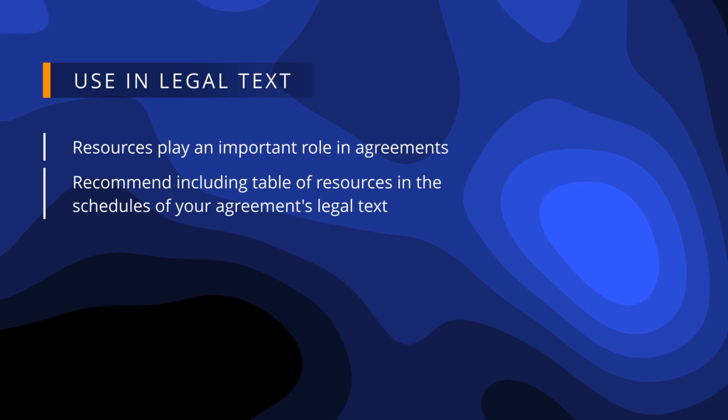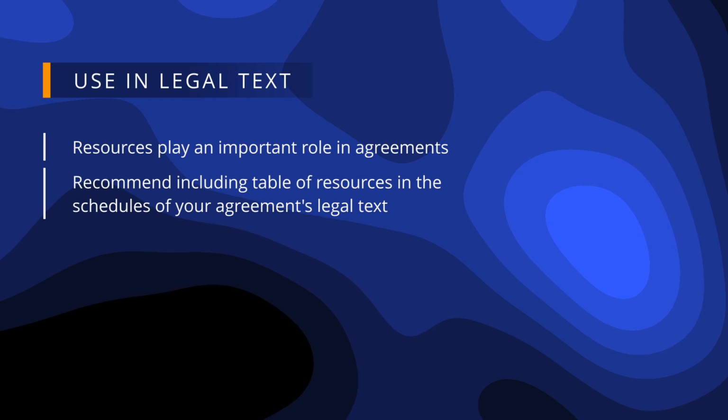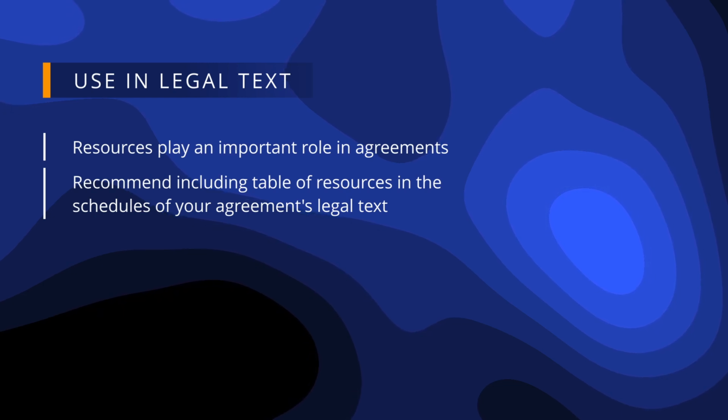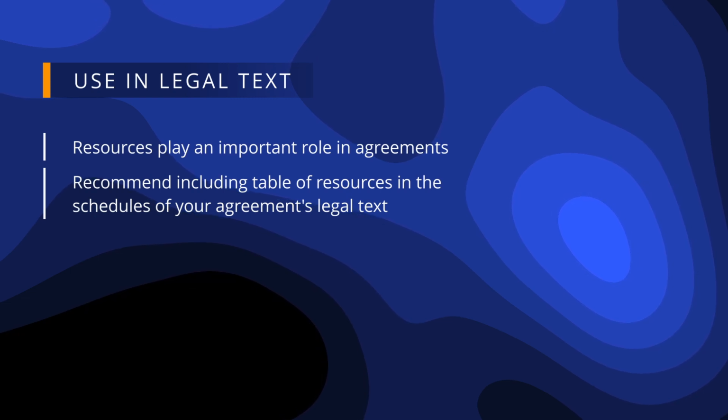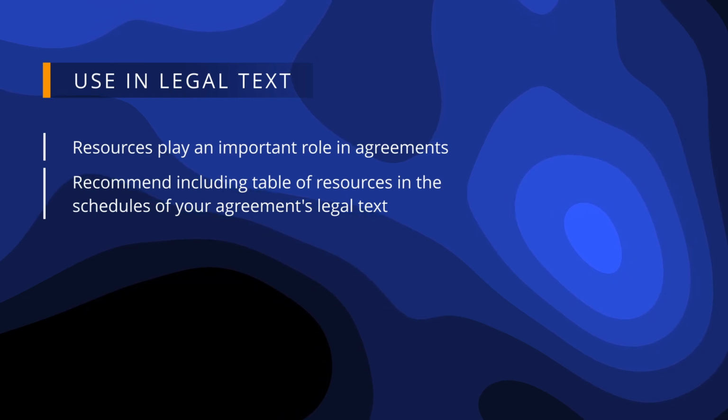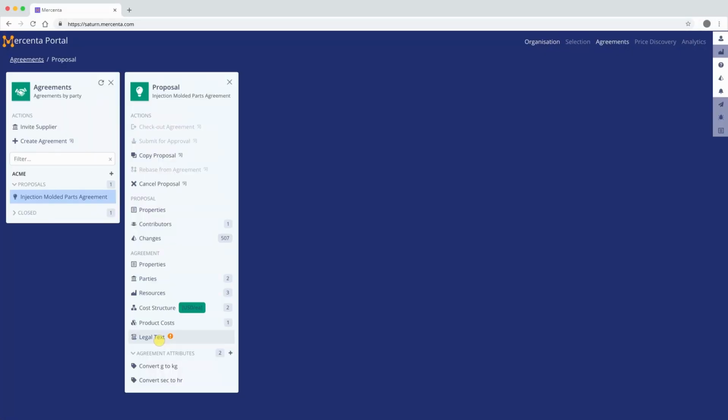It's also a good idea to include a table of schedules in the main agreement, usually after the table of contents or underneath the signature block. In this table, you should identify the resource appendix by a number or letter. Okay, back to Natasha for a demo. Thanks, William. In this demo, I'll show you how to create a schedule of the resources in the legal text of the agreement, using Macenta's templating language.